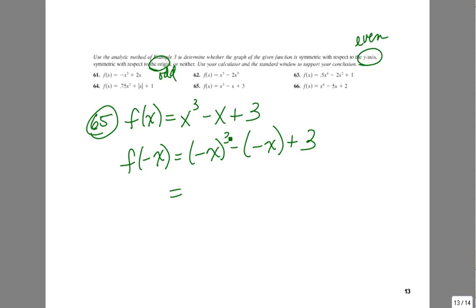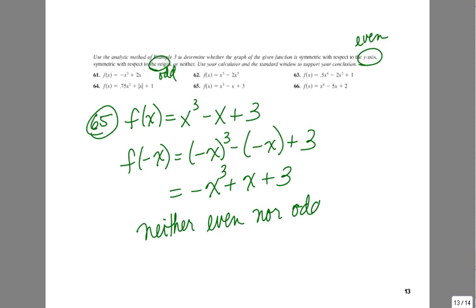Well, negative to the third power is negative, so that's really negative x cubed. Negative times negative would be plus x plus 3. Well, look at the signs from my original function to my new function. The first sign is the opposite. The second sign is the opposite, but notice the third sign is plus. It did not change. So this is not the same thing as the opposite of the original, nor is it the original function. So this one would be neither even nor odd. Or you can say neither symmetric with respect to the y-axis or origin.